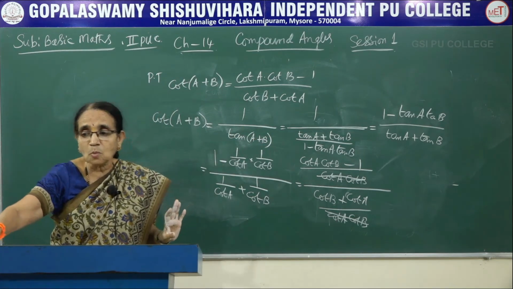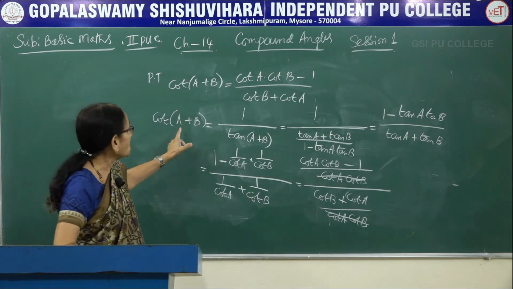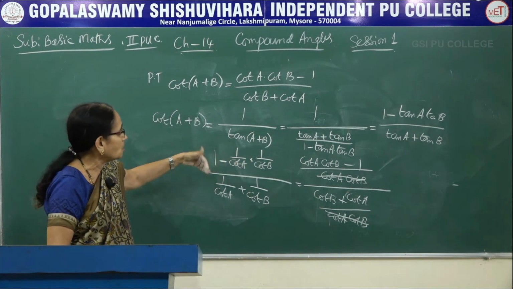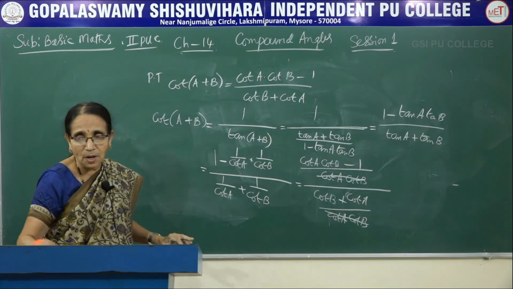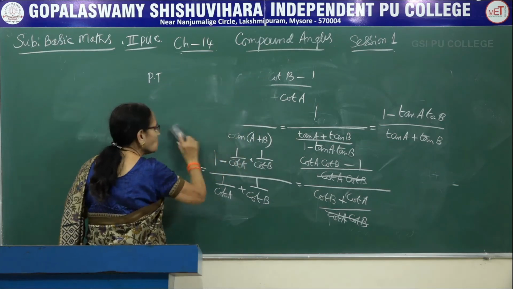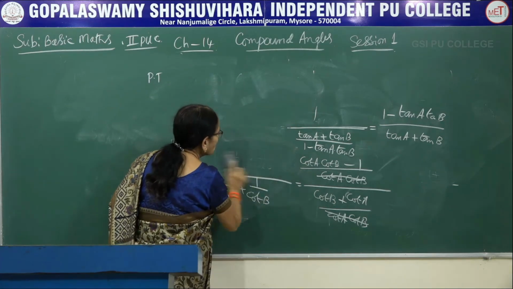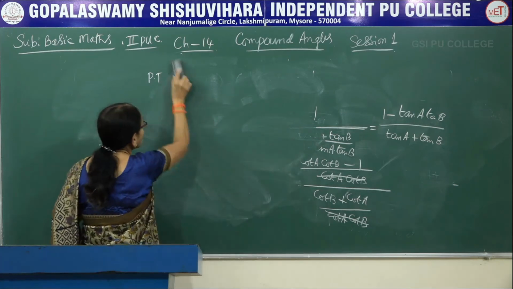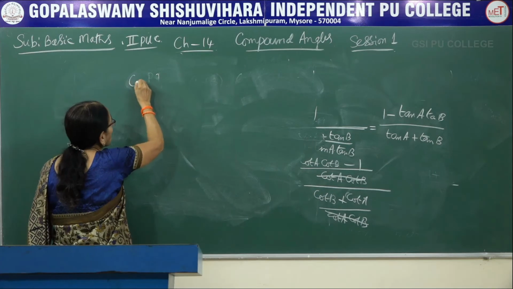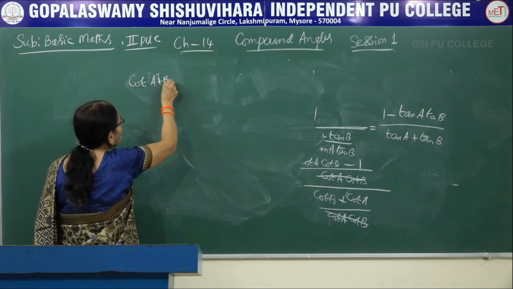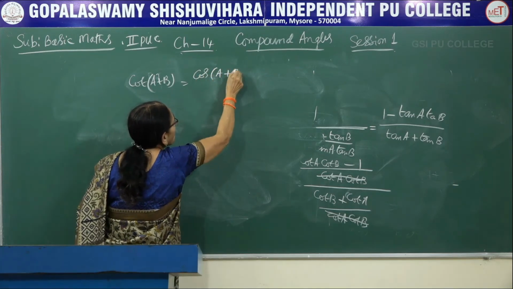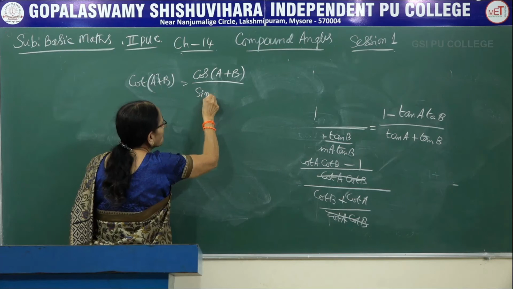So I told you there are two methods here. Either you can write cot of A plus B as 1 by tan and write the expansion of tan of A plus B, or you can express it the other way. The other method you can do like this also. Both the methods are correct, but in one method I am using the expansion of tan of A plus B, or else I will be using the expansion of the other one. Cot of A plus B can be written as cos of A plus B divided by sin of A plus B.